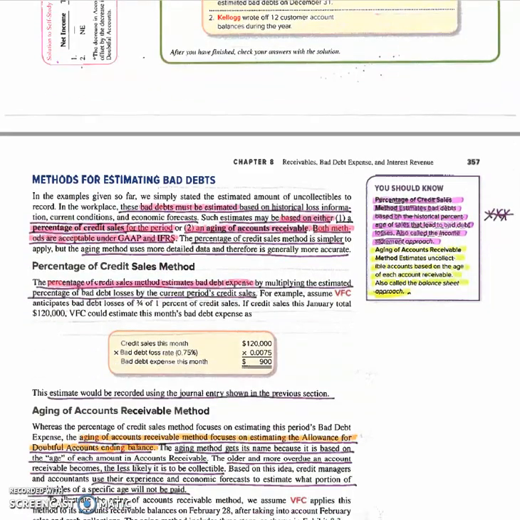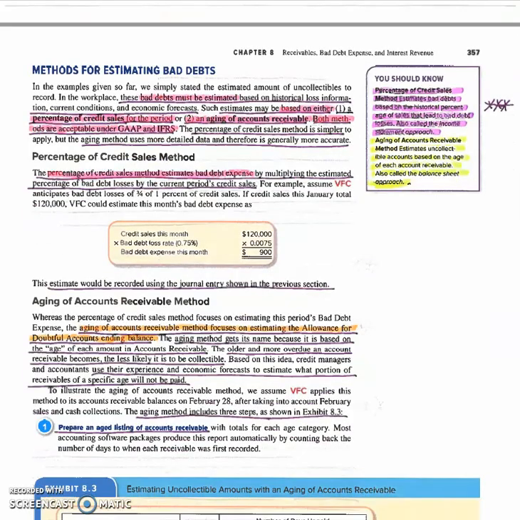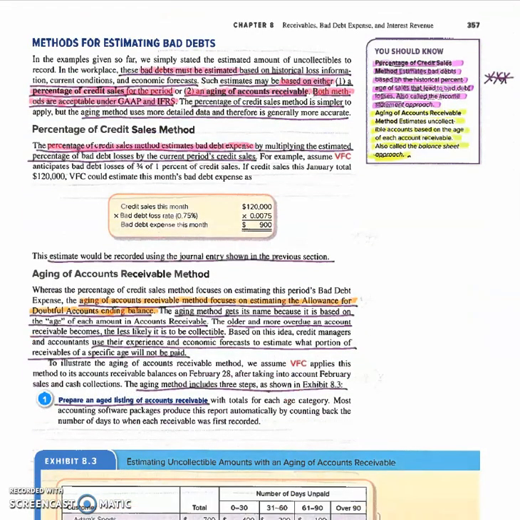All right, now there are two basic methods of estimating bad debts. One method is the percentage of credit sales method. You see right here, it's on page 357 in your book. But the percentage of credit sales method is really simple. We just take the amount of credit sales during the period and multiply it times an estimate of what percentage of credit sales will prove uncollectible.